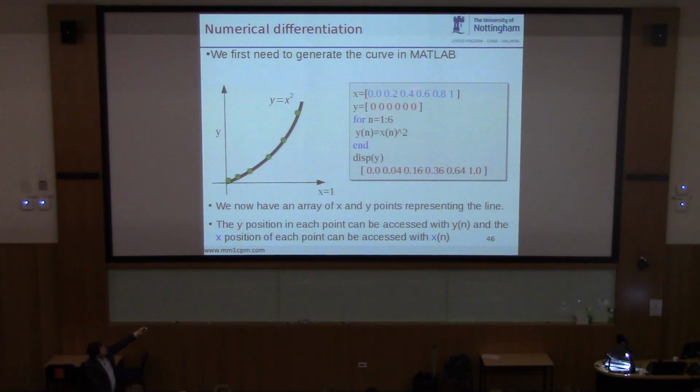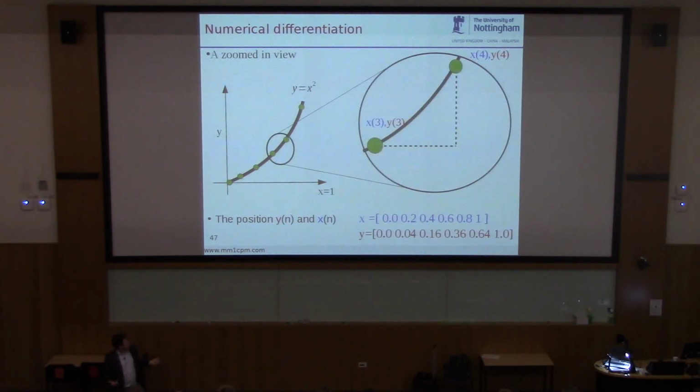So now we've got an array of x that is like that, and an array of y is like that. So we've actually just calculated all these points on this graph. So that's the first step to taking a numerical derivative, is to calculate or get some data. Now, we now know the x and y coordinate of every single point on this curve.